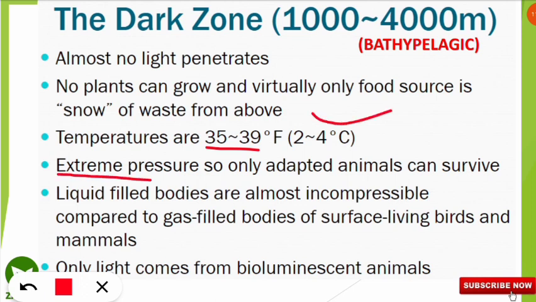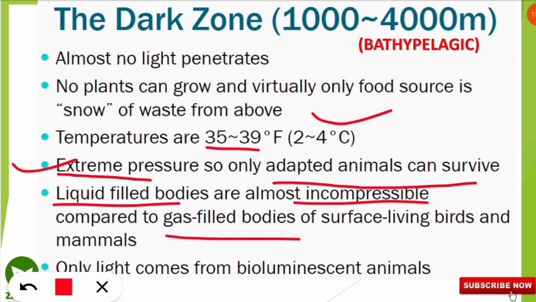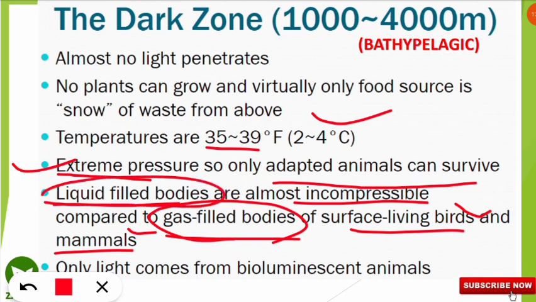Extreme pressure, so only adapted animals can survive because very high pressure is present there. Liquid filled bodies are almost incompressible compared to gas filled bodies of surface living birds and mammals. So on the surface, the birds and the mammals have gas filled bodies, but here they are liquid filled bodies. Yes, the organisms living in these zones have liquid filled bodies, because they have to cope with this extreme pressure.